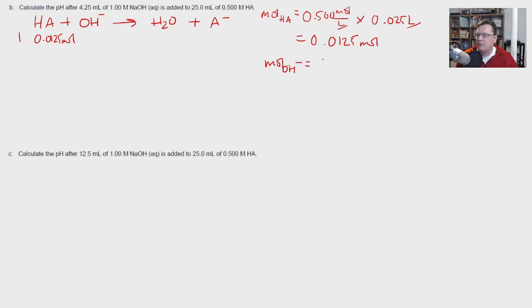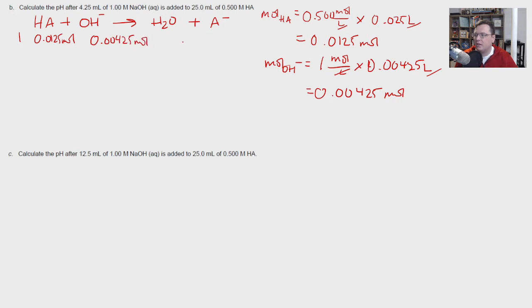In this case, we have a 1 molar solution times 0.00425 liters. I just did that conversion in my head as well. I don't have to plug it into my calculator, because it's 1 times that. So it's 0.00425 moles of OH minus. We don't care about the H2O, because it's the solution, so that doesn't really influence it.